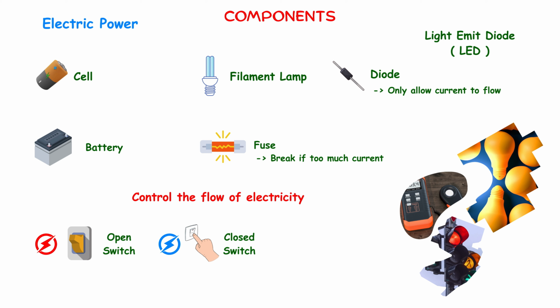We also have filament lamps, which are just small bulbs, fuses which break if too much current flows through the circuit, and diodes which only allow current to flow in one direction. A special type of diode is the light-emitting diode, or LED, which emits light when current flows through in the forward direction. These are the ones you see in things like alarm clocks, traffic lights, and new LED bulbs.